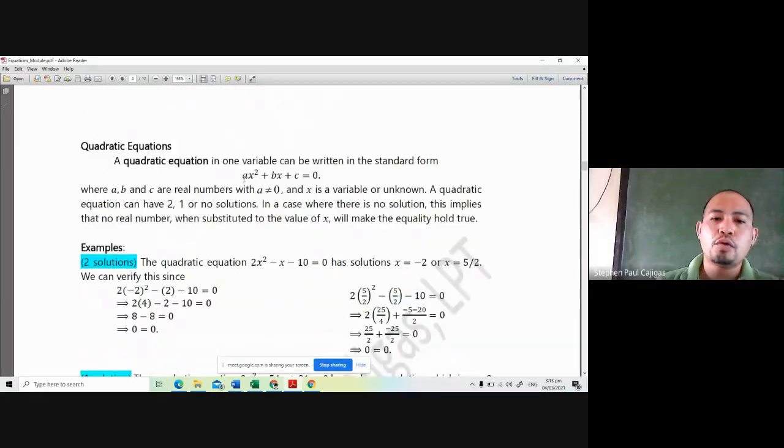Okay, so now let's go to quadratic equation. So for the quadratic equation, this is the general form. You have ax squared plus bx plus c. Tapos, ito importante, kaya dapat ti a diri maging 0.